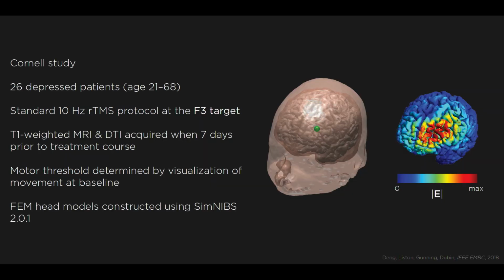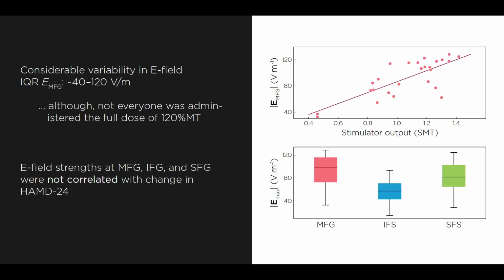We have also examined inter-individual variability in another study, and this is a data set collected at Cornell from Mark Dubin in 26 depressed patients receiving a standard 10 Hz rTMS protocol at the F3 target. In all of these subjects, the coil was placed on the head using the EEG localization method. And we also simulated the electric field. And when you plot the electric field magnitude at the middle frontal gyrus as a function of the stimulator output, one can see a scatter plot that is illustrated on the top right.